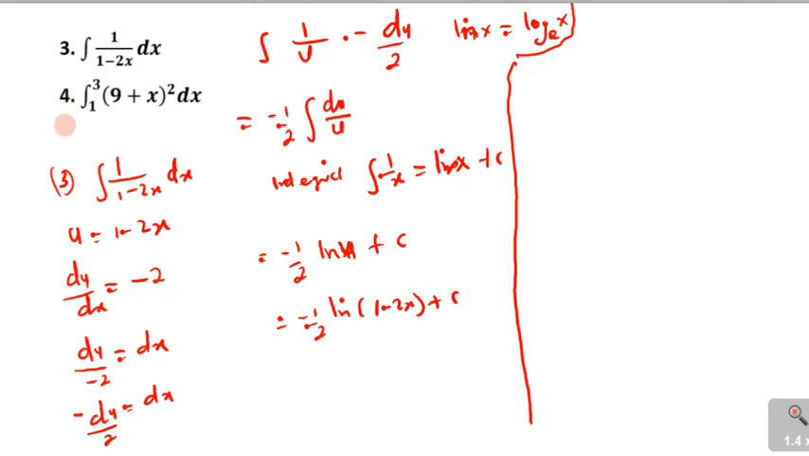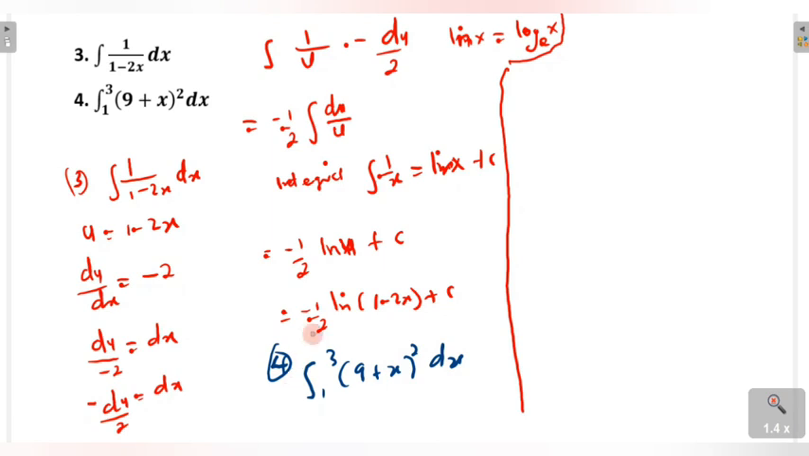Now let's take question 4. So for question 4, this is a definite integral. I will teach you how to work out definite integrals. We have integral from 1 to 3 of 9 plus x all squared dx. Again, we use our substitution. So u will be equal to 9 plus x. We are going to differentiate u with respect to x. So du dx would be equal to 1, because 9 is a constant, and when we differentiate x, that's 1.